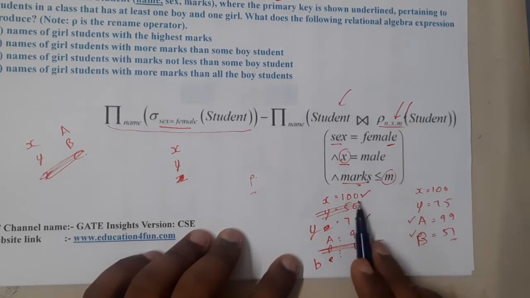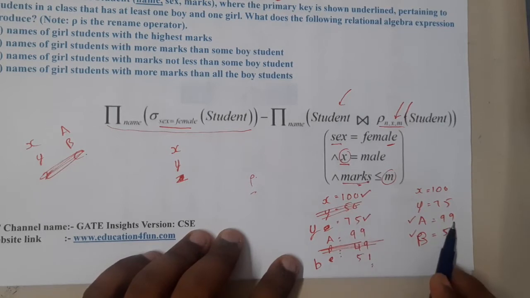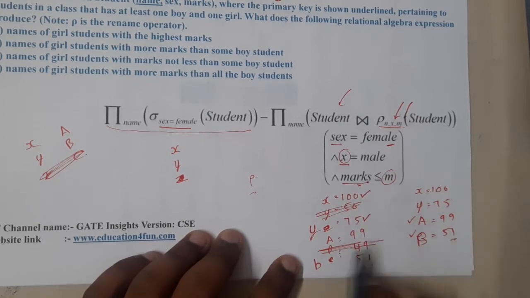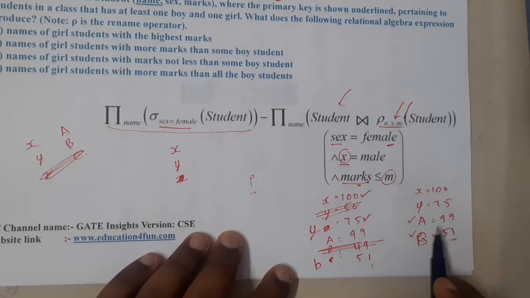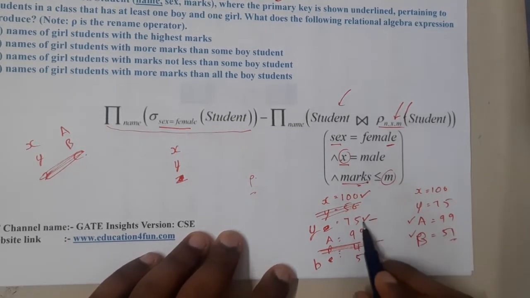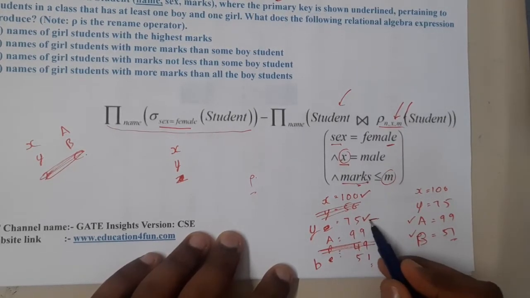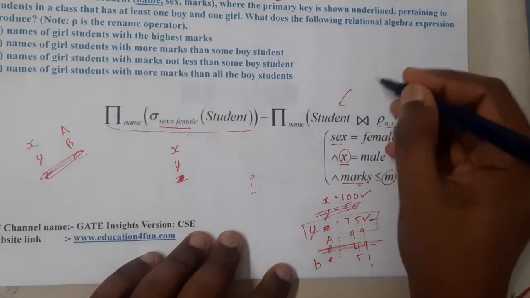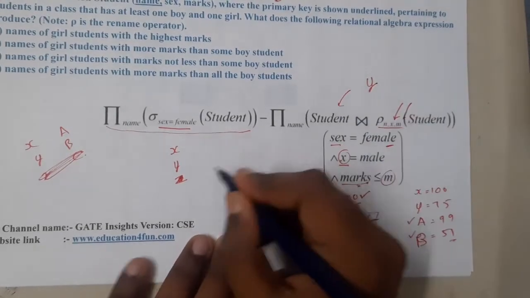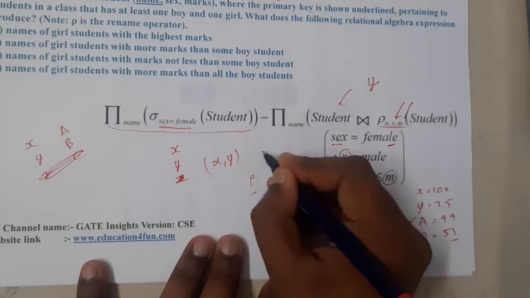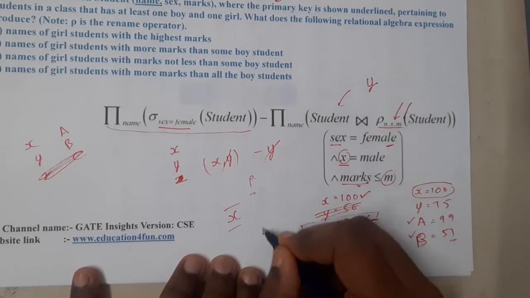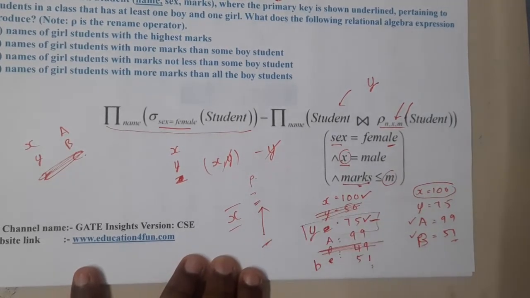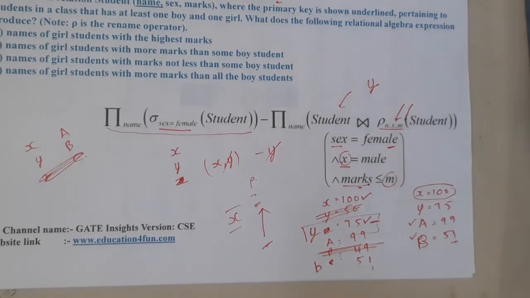Is 100 less than or equal to 99? No. Is 100 less than or equal to 51? No. Is 75 less than or equal to 99? Yes, so this will be selected. Is 75 less than or equal to 51? No. So Y is selected here at the end of the day. Now we are performing subtraction: X, Y minus Y. So the end result is X. Who is X, guys? X is the topmost scorer. She is the topper, you can say.